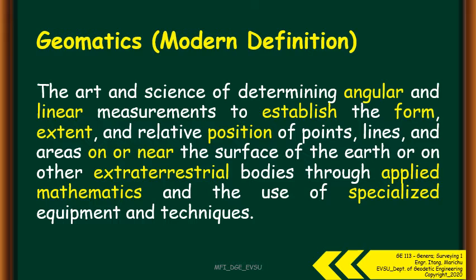For example, for extraterrestrial bodies, the position of the other planets with respect to the Earth, the position of the Moon or the Sun with respect to the Earth. We have here extraterrestrial other bodies. We have also the satellite. So, with the use of specialized equipment and techniques, we now have many instruments that can be used in measuring or observing these bodies.